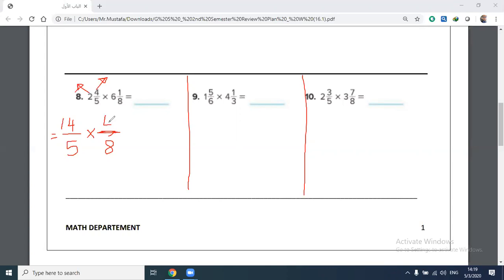Then normally, as we learned today how to multiply a fraction with a fraction, I put the big fraction bar over it to multiply 14.